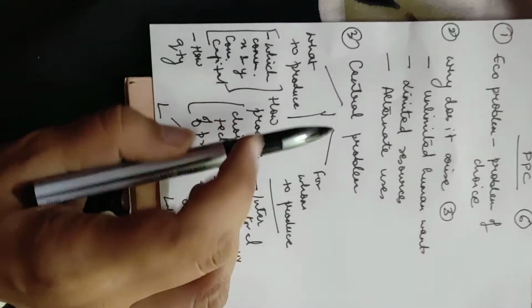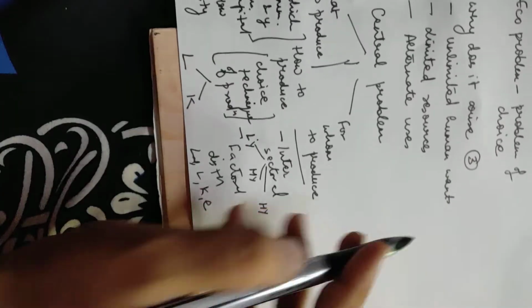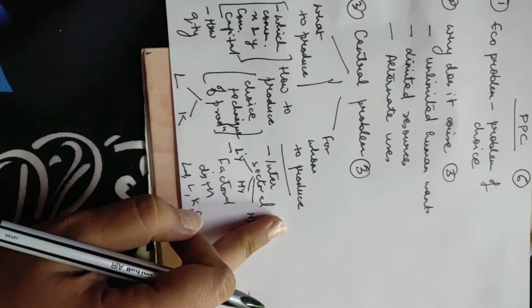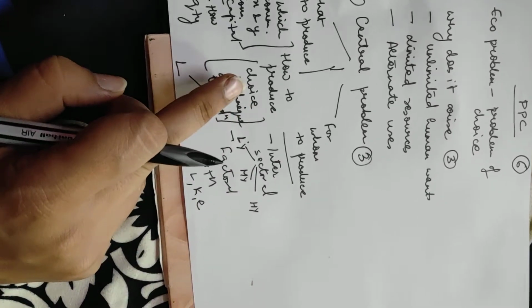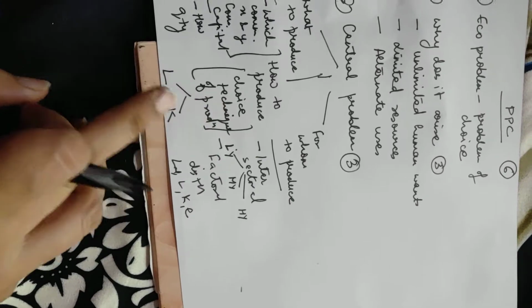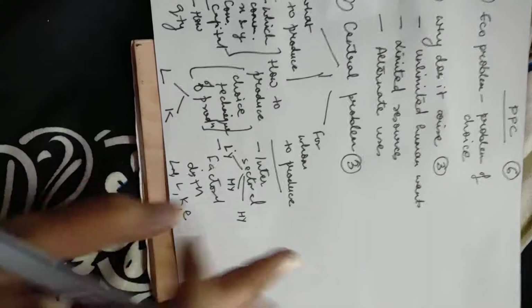Okay, so all these 3 problems, what to produce, how to produce, for whom to produce, all these combined can come for 3 marks, or separately each one of them can come for 3 marks. Last year in the paper we had the problem of choice of technique for 3 marks. You were supposed to write that it is deciding between labor intensive and capital intensive techniques of production.